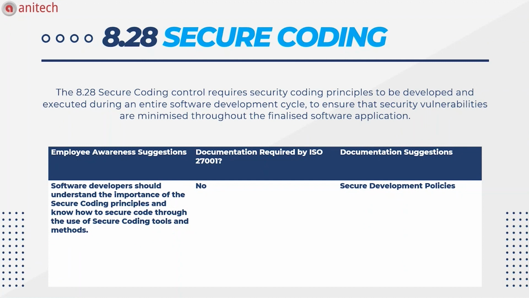Secure coding. This is control number 8.28. The secure coding control requires secure coding principles to be developed and executed during an entire software development cycle to ensure that security vulnerabilities are minimized throughout the finalized software applications. Software developers should understand the importance of secure coding principles and know how to secure the code through the use of secure coding tools and methods. An important document you need is the secure development policies. This control has been brought in to ensure that during the development phase, if there are any gaps in the code, they should be taken care of before the code goes into production or before it's a real-time application.